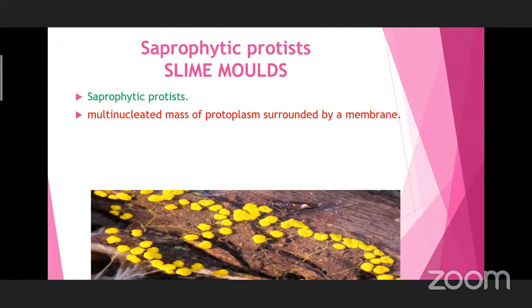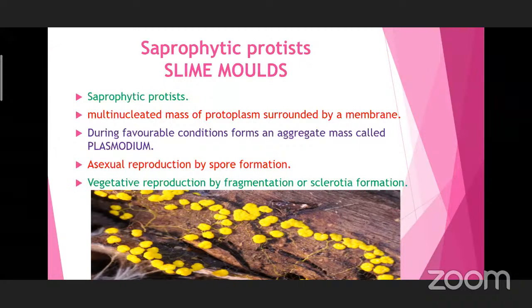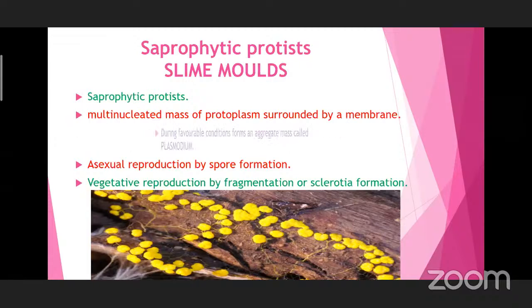mucilage membrane, and the protoplasm is also going to get dissolved in this, and it will form a plasmodium-like structure. During favorable conditions, it is going to become huge and it is going to be called as plasmodium. You can see the slime mold on a bark or plant body, which is getting decomposed. On that, how it is blooming. Next, asexual reproduction is by spore formation only, and vegetative reproduction by fragmentation or sclerotia formation will be seen in the slime molds.